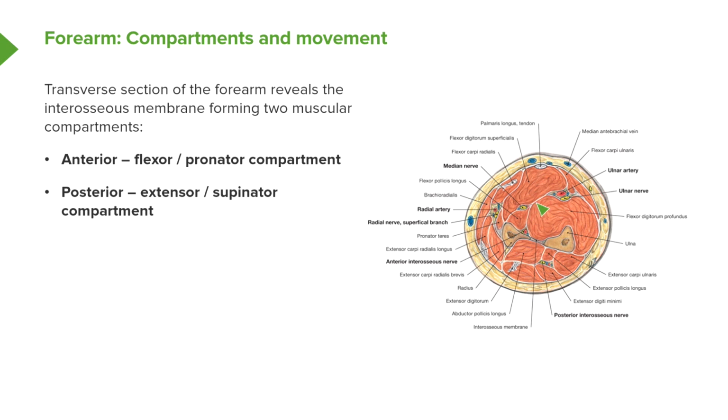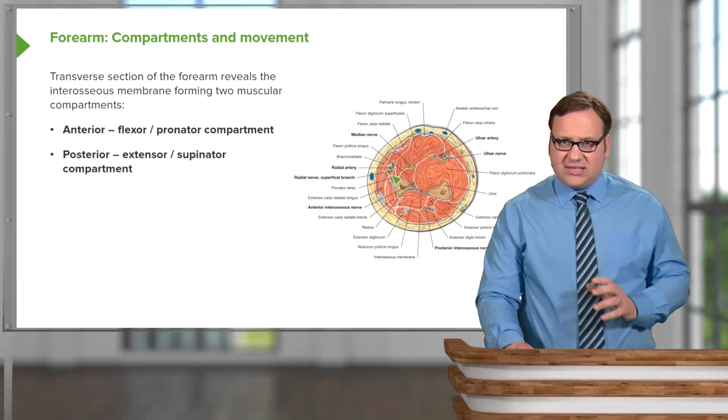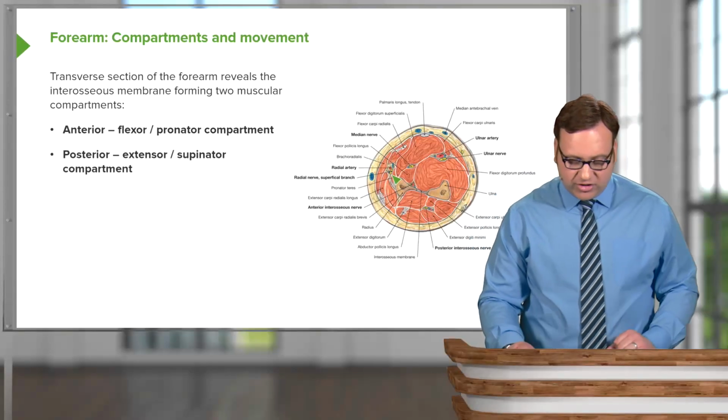Here we can also see various blood vessels and nerves, so we can pick up the median nerve, we can see the ulnar nerve and the ulnar artery. We can see the radial artery and the radial nerve as well. And we'll look at these in more detail as we go through this lecture.